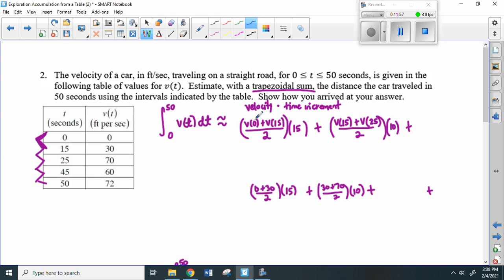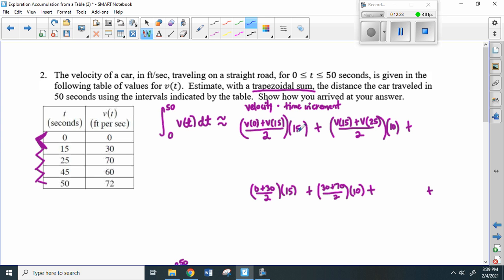Which means we're using the time increments indicated in the table, so from 0 to 15, 15 to 25, 25 to 45, and 45 to 50. And we need to get their average velocity, all right? And so that's the velocity at the beginning of that particular interval plus the velocity at the end of that interval divided by 2. That's how you get an average. And that's really how you get the area of a trapezoid, right? That's the 1/2 b1 plus b2, all right?